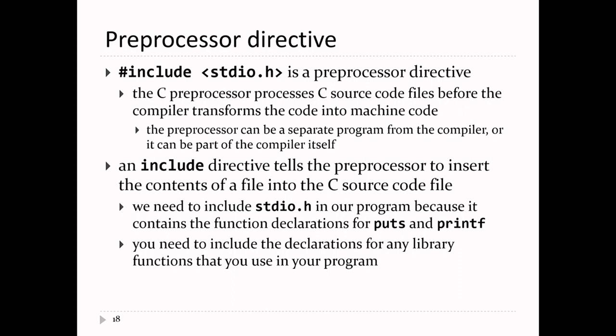The first thing that happens when you compile a program is that something called the preprocessor runs. The preprocessor scans your source code file and looks for any directives. So it sees this directive called include. The include directive takes the contents of that file, stdio.h, and pastes it into your source code.